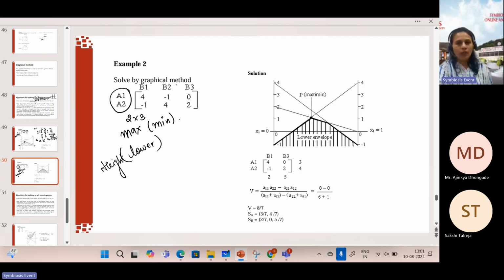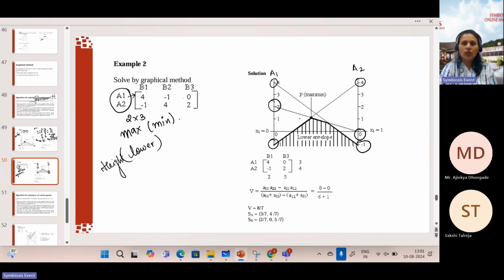So if we plot it, how I'm going to do it? The first figure is 4 against A1. So A1 is coming here with 4, right? You can see this is my A1. So this is my 4 and minus 1. So where is the minus 1? The minus 1 is here. So this is your A2. Then second, minus 1 and 4. So this is your minus 1 and this is your 4. 0 and 2. So 0 over here and 2 over here.